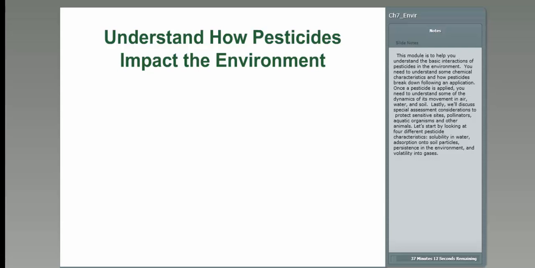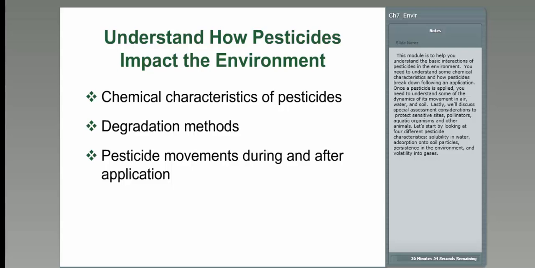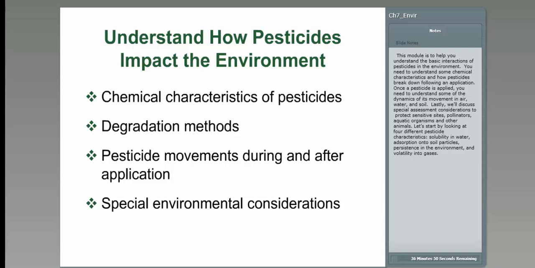This module is to help you understand the basic interactions of pesticides in the environment. You need to understand some chemical characteristics and how pesticides break down following an application. Once a pesticide is applied, you need to understand some of the dynamics of its movement in air, water, and soil. Lastly, we'll discuss special assessment considerations to protect sensitive sites, pollinators, aquatic organisms, and other animals.